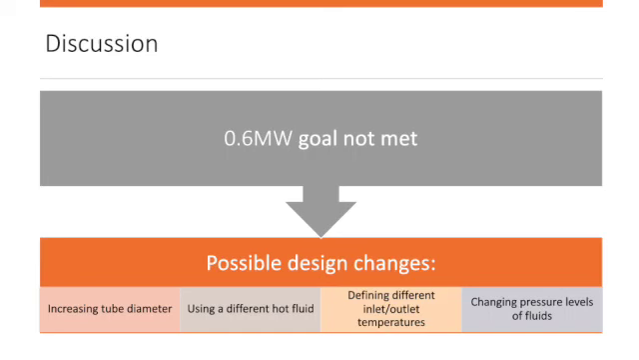So as seen from our previous results, the 0.6 megawatt goal was not met, and we have come up with possible design changes that could potentially increase our power output, which are increasing tube diameter, using a possible different hot fluid, defining different inlet and outlet temperatures or temperature differences, and changing pressure levels of fluids.